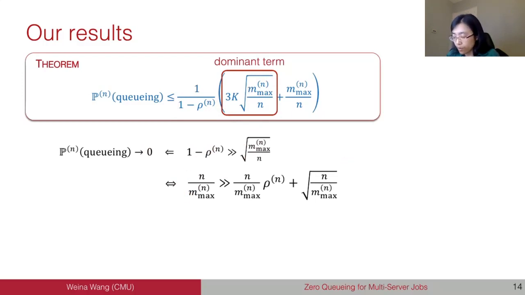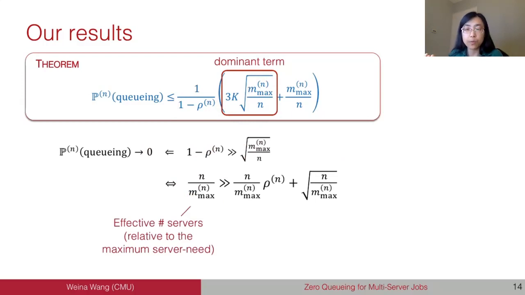So let's start with the term on the left, and let's focus on all the jobs with the maximum server needs. Then n divided by m max is the maximum number of such jobs that can go into service, onto the servers at the same time. So this ratio is the effective number of servers relative to the maximum server need. Now let's look at the right-hand side. The first term is n divided by m max times the load. Since the load reflects the fraction of busy servers, this is the average effective number of busy servers.